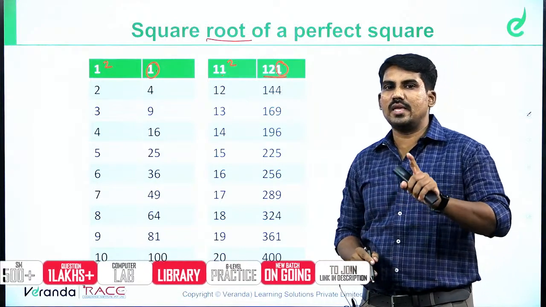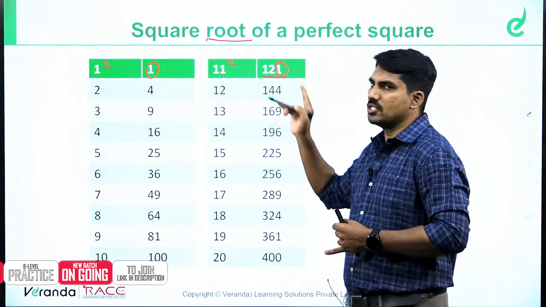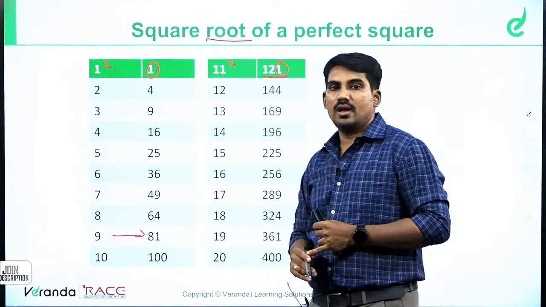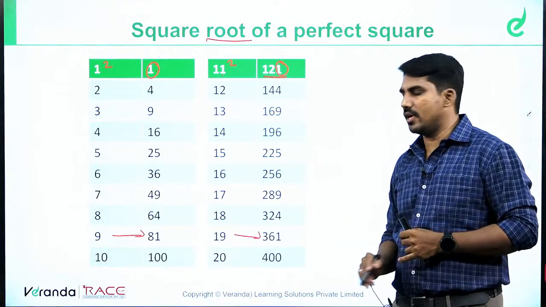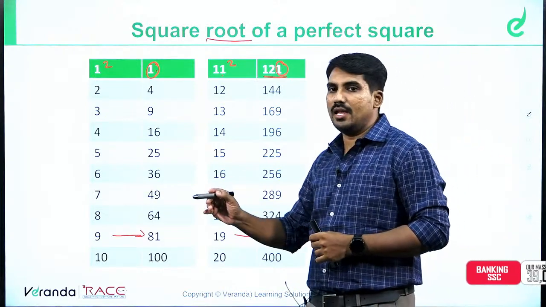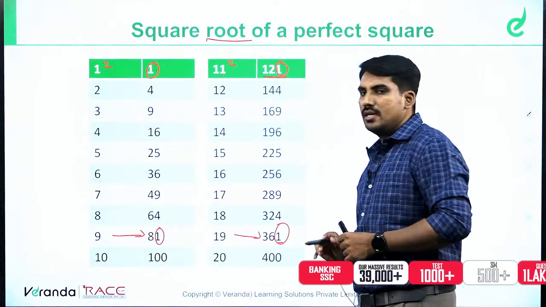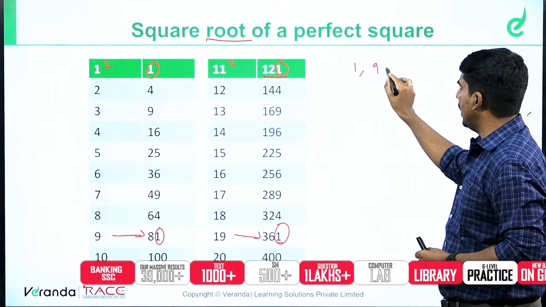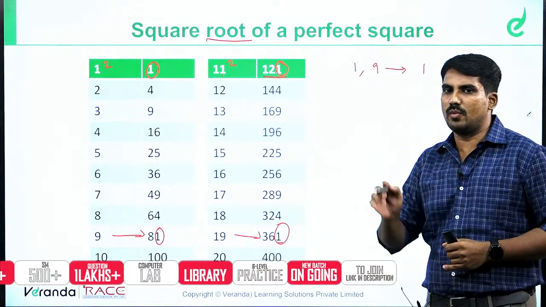Therefore, any number ending with 1, its square ends with 1. At the same time, you see 9 square is 81. Therefore, 19 square also, you see, what is the value? 361. From this, what we can understand is, any number ending with 9, that square ends with 1. That is, any number ending with 1 or any number ending with 9, the square of this number always ends with 1.